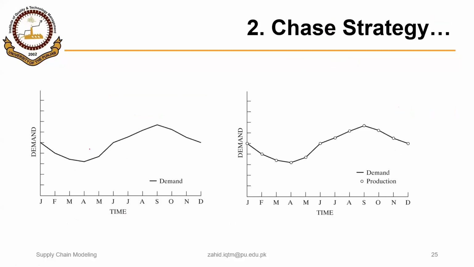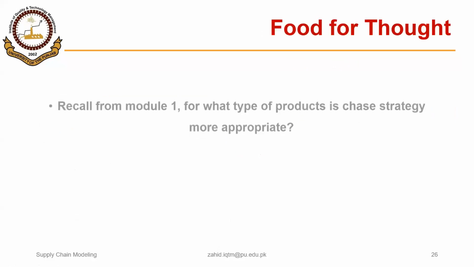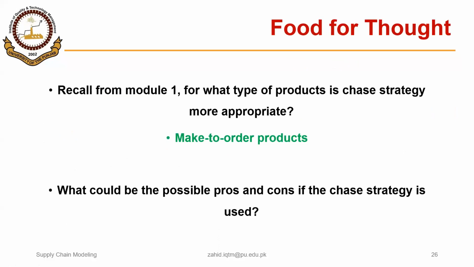So whatever is the demand, this is the demand curve, we produce according to that demand. So that is the basic idea, that we produce as per demand. So that is the basic idea of chase strategy. As I mentioned, it is more common for make to order and engineer to order production environments.